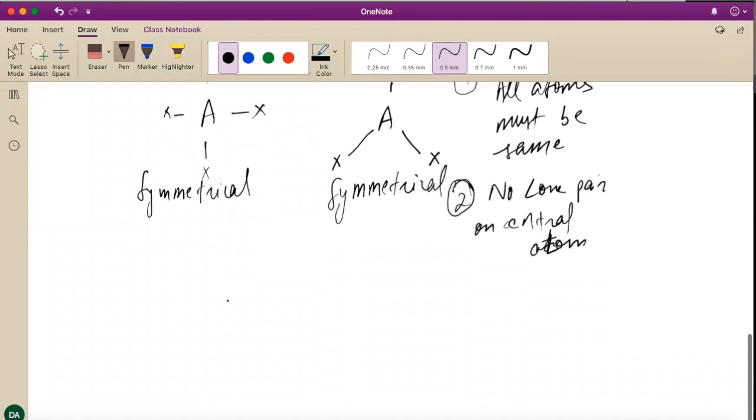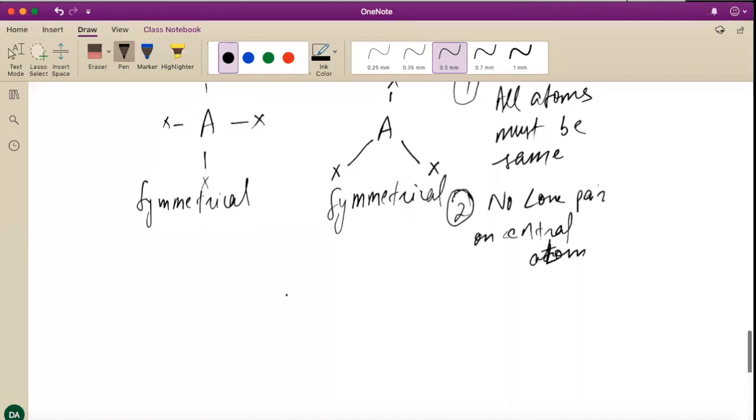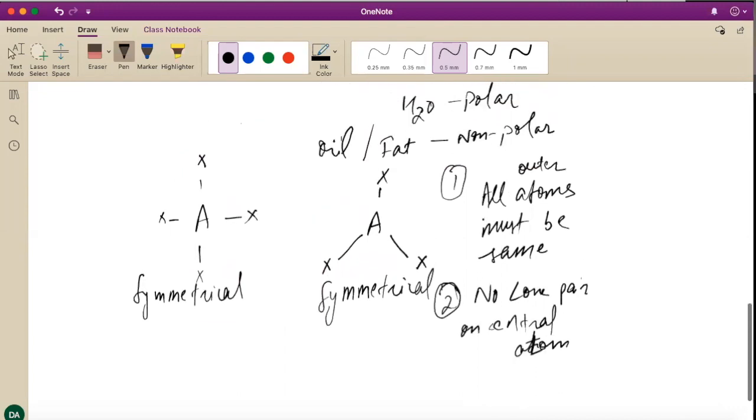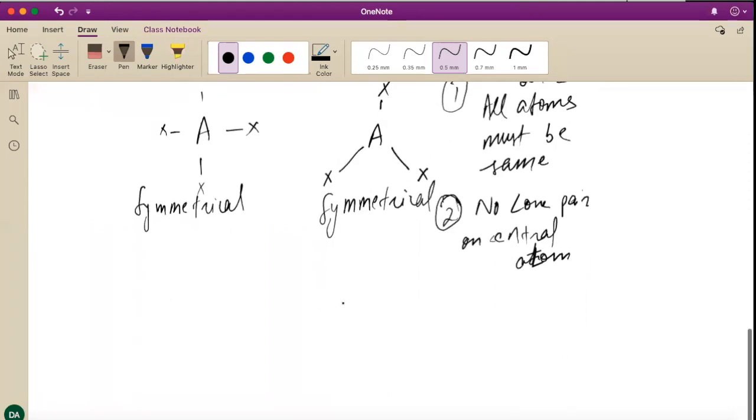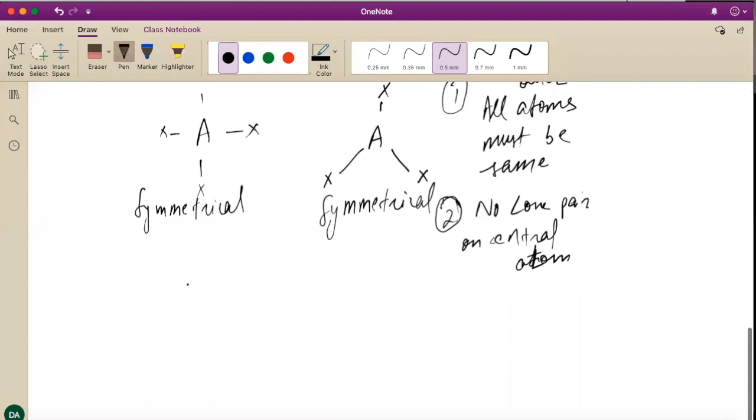Okay, so everyone good so far? These two rules are for symmetry. If these two rules are met, that there's no lone pair on the central atom, and all the atoms outside are the same, then that molecule is considered symmetrical. Okay. Got it.